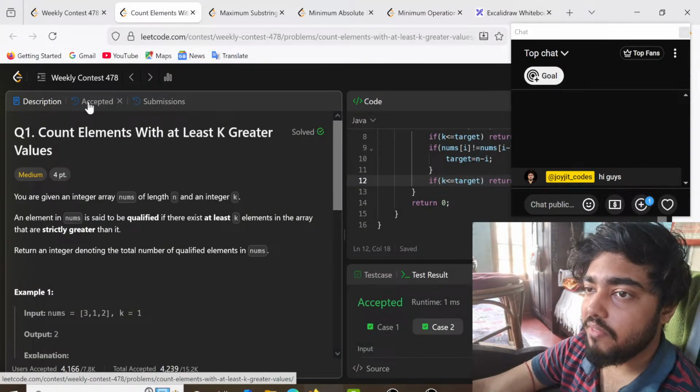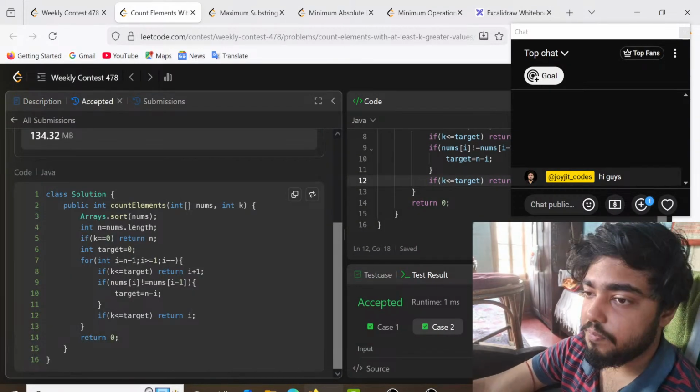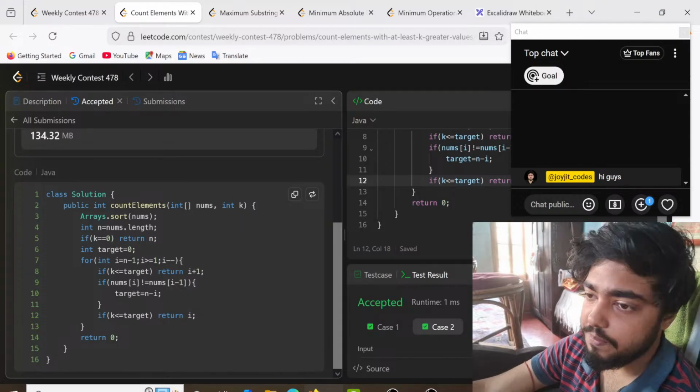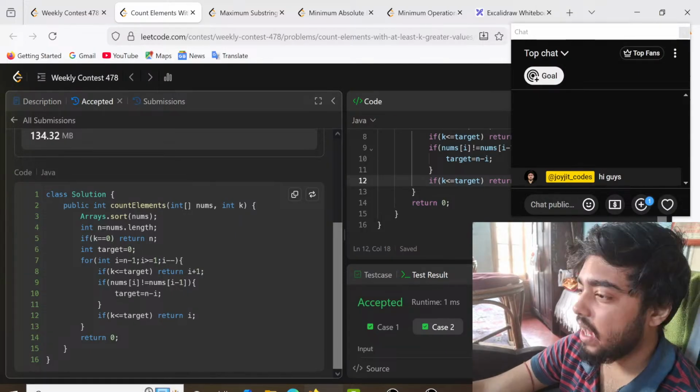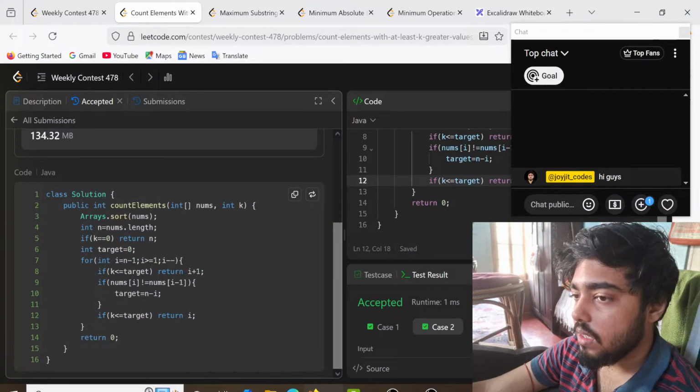In a more simplified way, the code will look somewhat like this. I'm sorting the whole thing. Then, first of all, you can have a break statement: if k is equal to 0, then you don't need to do anything, you can directly return n. Then target is equal to 0. What is this target? I'll let you know.